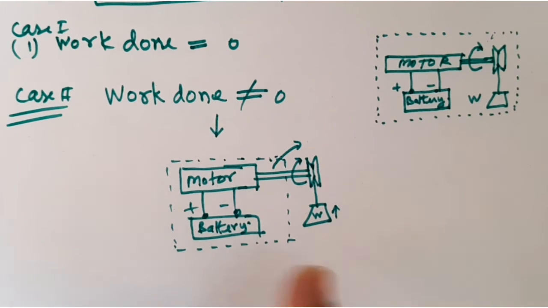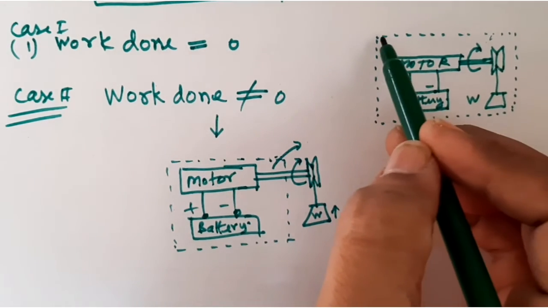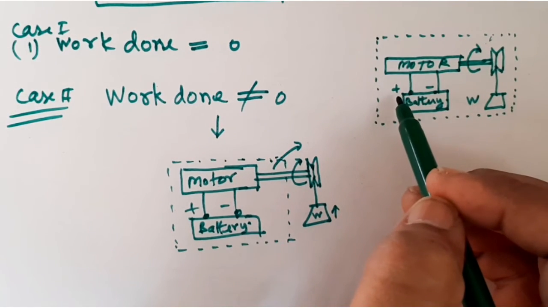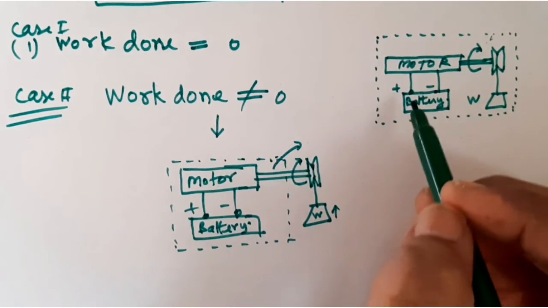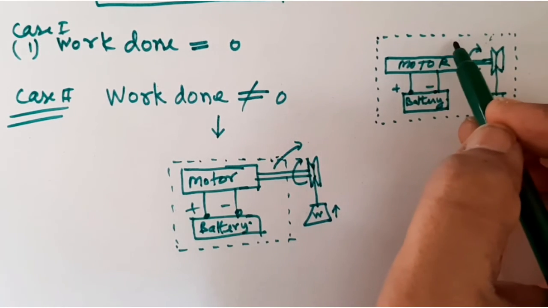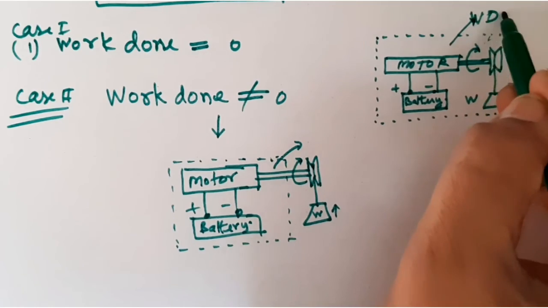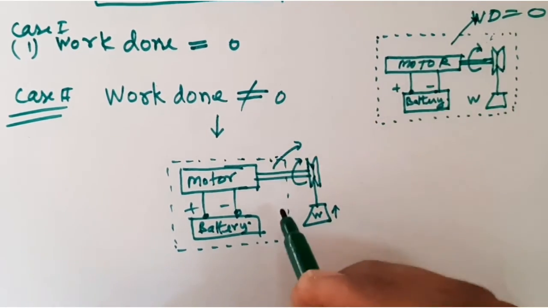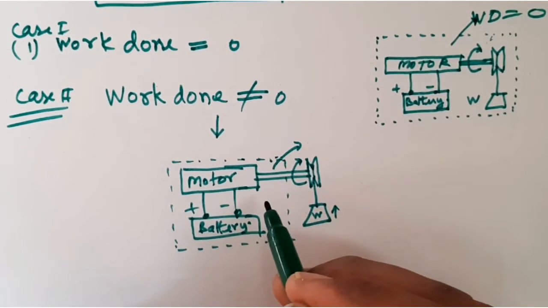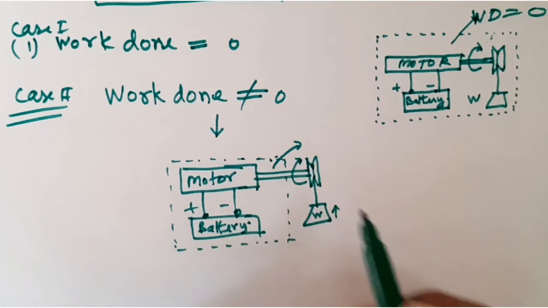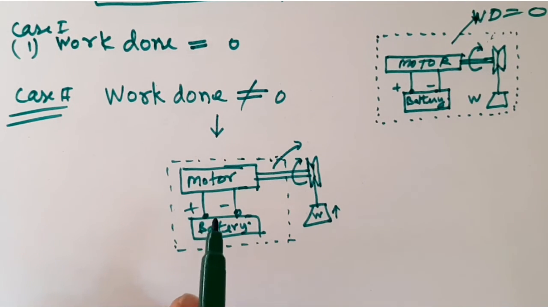To lift this weight. So simply we can say if the work is not crossing the boundary, WD will be 0. If it is crossing the system boundary, then work done will not be 0, because work is a boundary phenomenon.